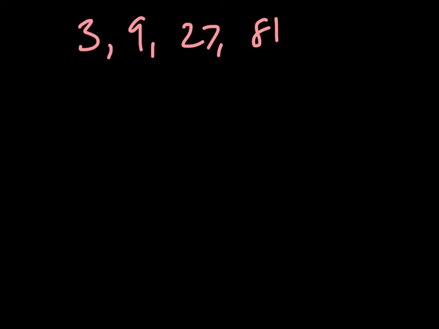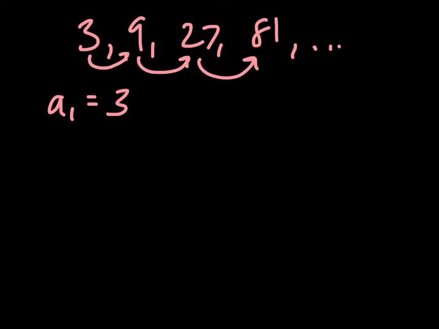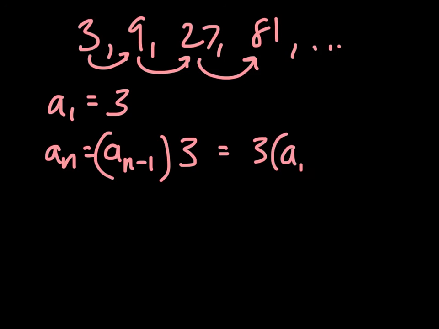Okay, so let's find the recursive sequence for this: 3, 9, 27, 81, and so on. So our first term here is 3, and then let's just check to see what happens. To get from 3 to 9, what do I do? I multiply by 3. From 9 to 27, I multiply by 3. 27 to 81, I multiply by 3. So my a sub n means I'm going to take the term before, a sub n minus 1, and multiply it by 3. A lot of times this will be written as 3 times a sub n minus 1.